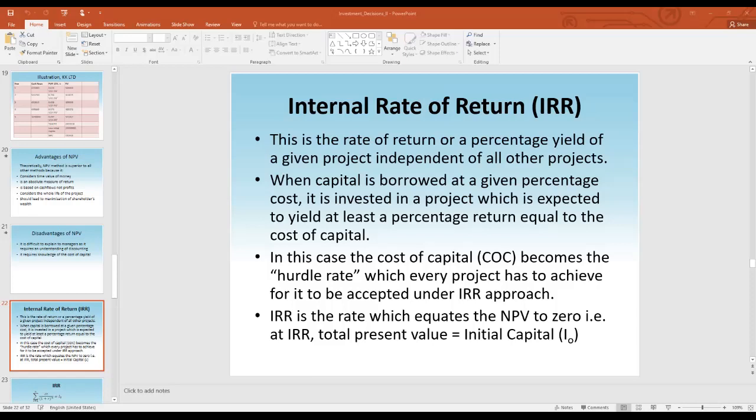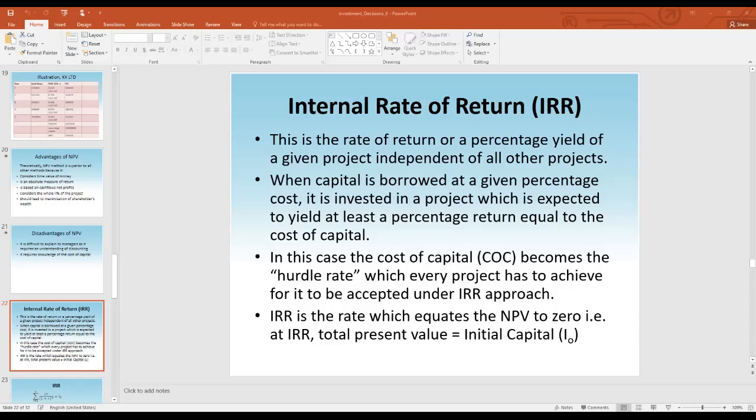how do we determine the IRR? First of all, we can quantify the IRR to be equal to the discount rate, the return that will make sure the NPV of the investment is zero. In case we discount the cash flows of this investment at the IRR, then you're going to end up getting an NPV equal to zero. So what do you do?